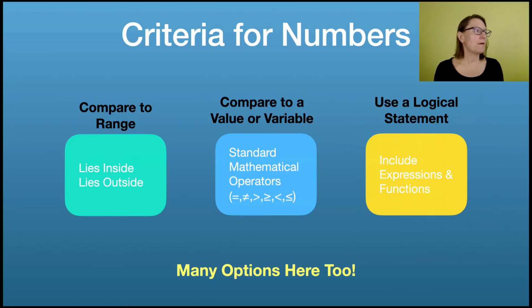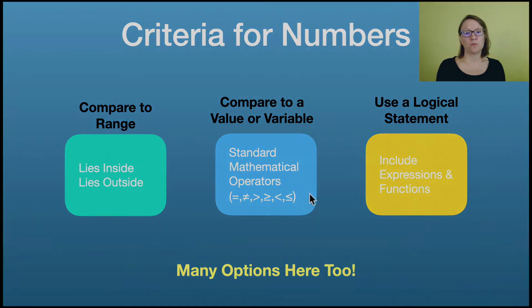Now let's talk about numerical values and how we can mask on numbers. There's a number of different ways that we can do this. The first one that you see here is to compare to a specific range of values. We can compare to a value or a variable, and we can also include logical expressions.